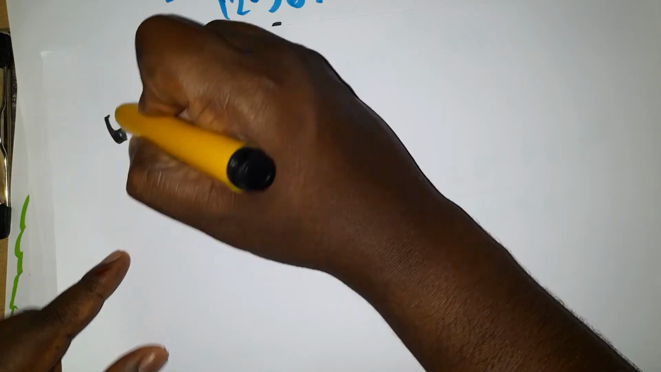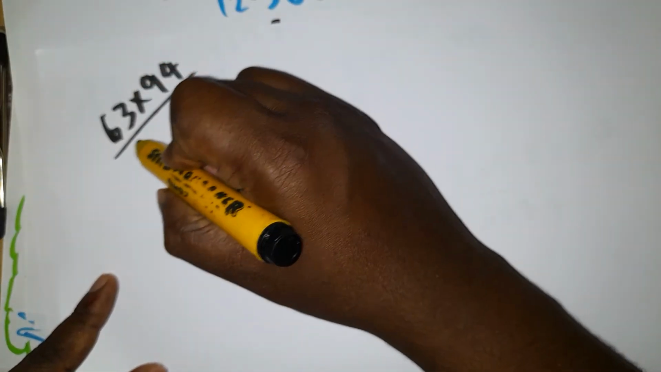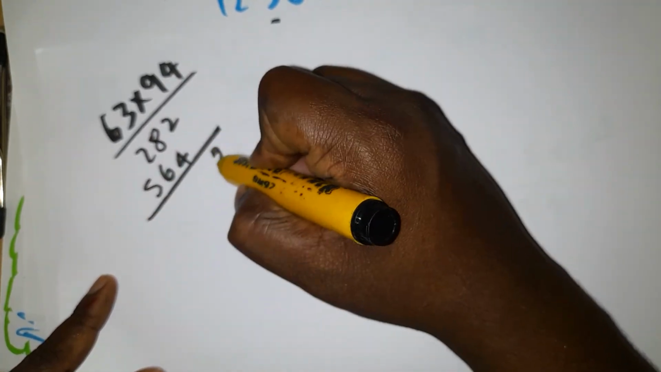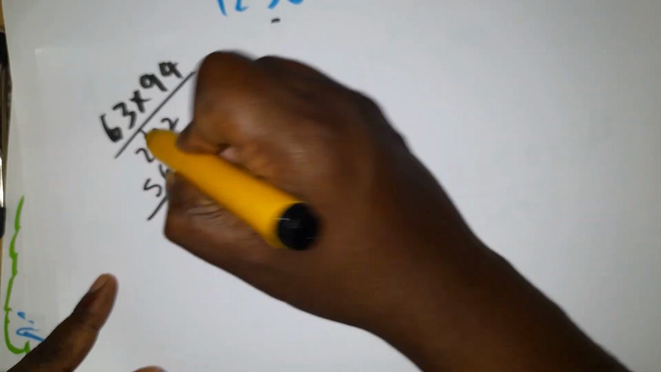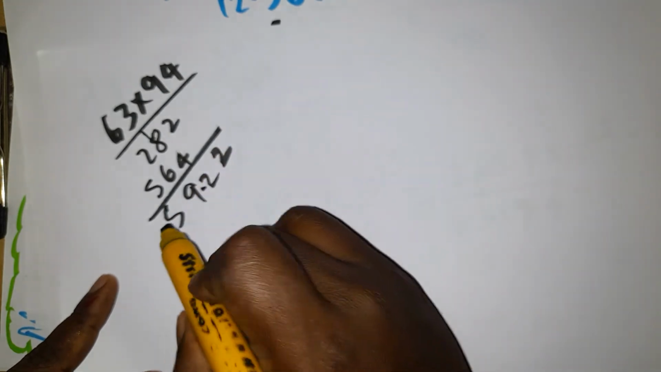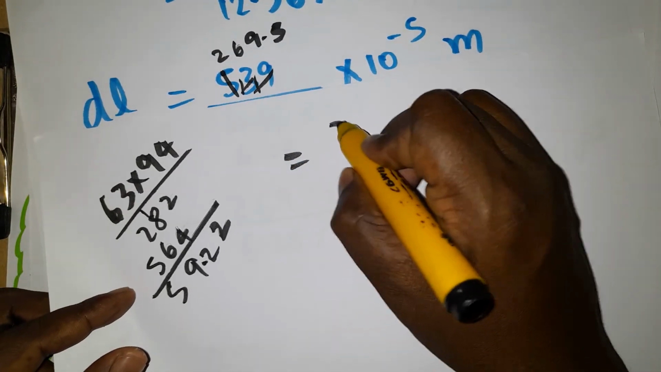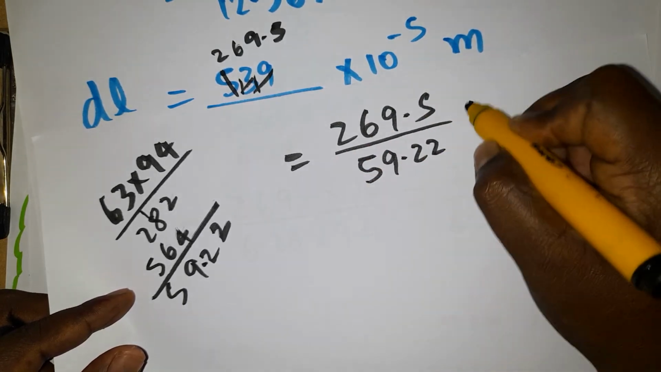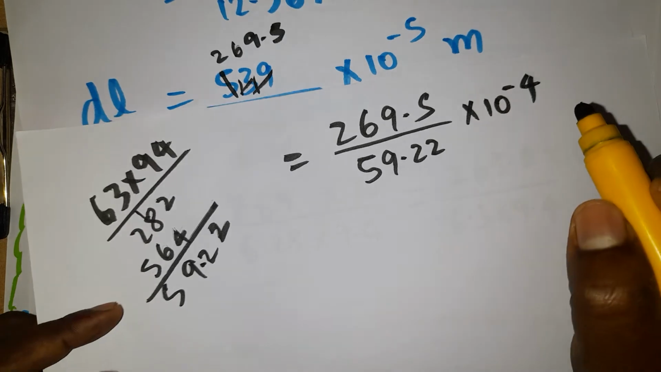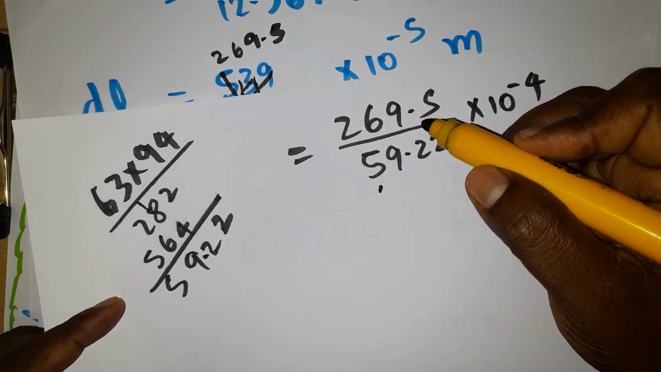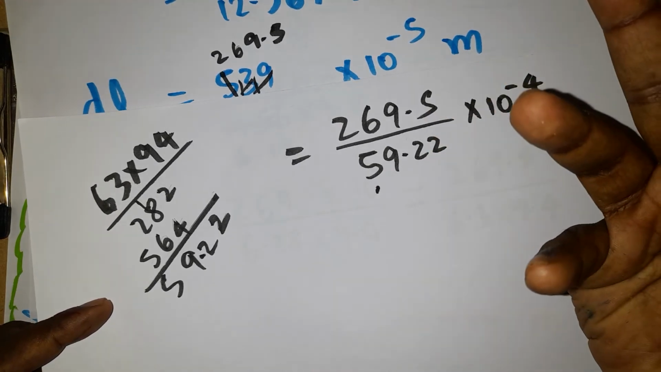So 6.3, 63 into 94. 2 decimals are there, that also you can keep in mind. So 282, then 564. Normal multiplication you can do. 2, 1, then again we'll get 9, 5. 59.22. Numerator is 269.5. Denominator is 59.22 into 10 power minus 4. In case this is 60, this is 270, if you take like that, then approximately 5 times the answer will come.